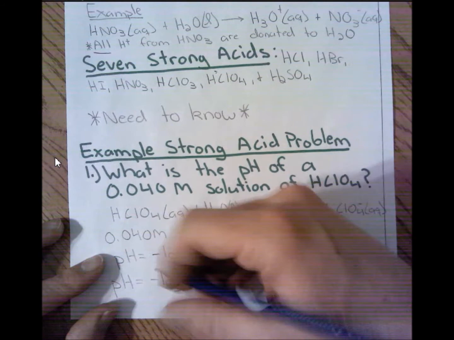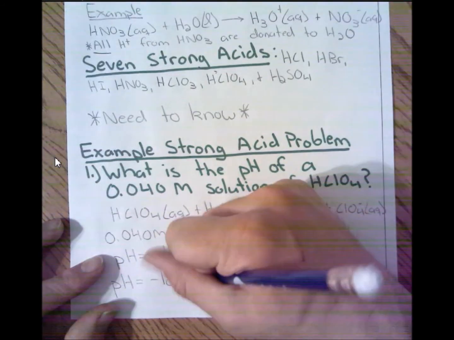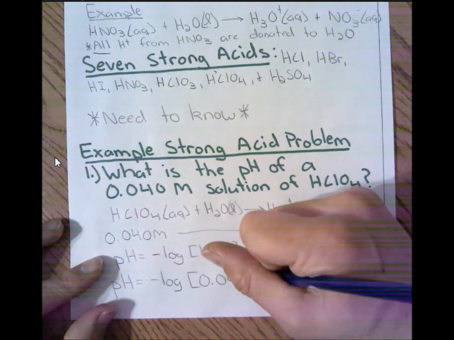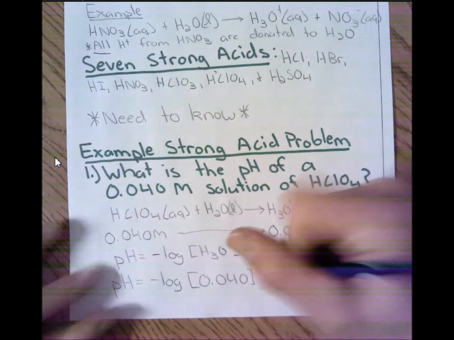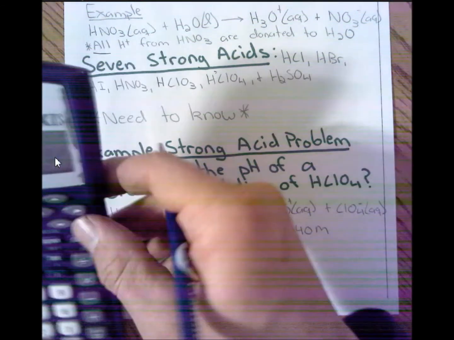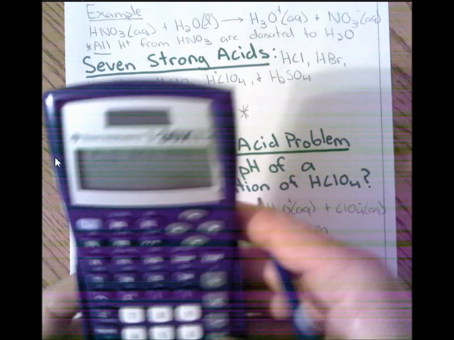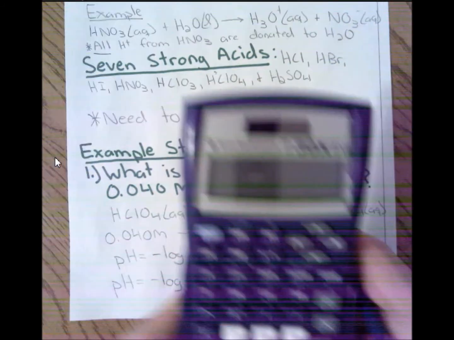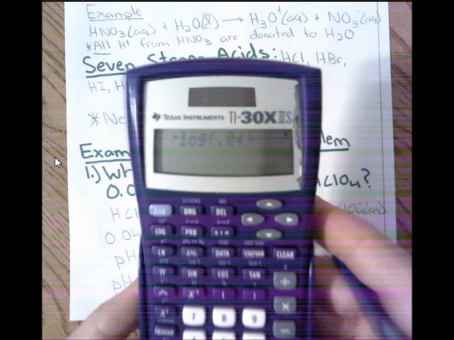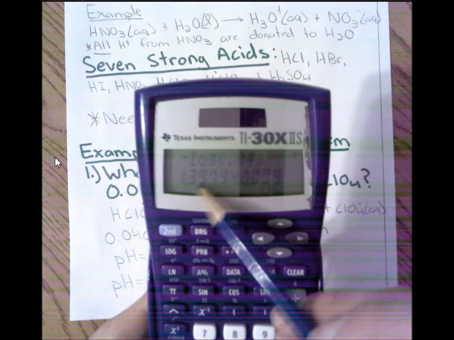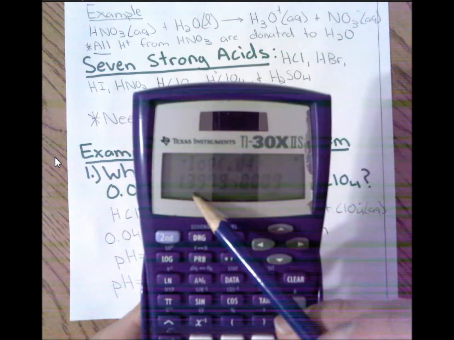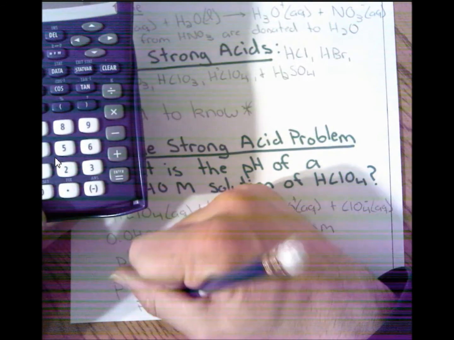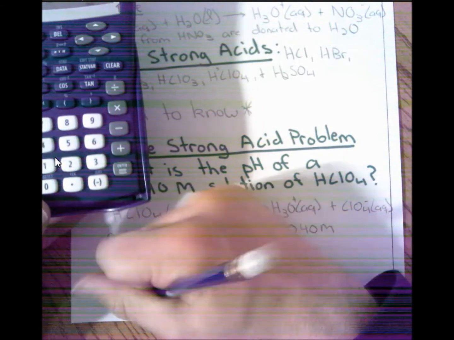So if we do this, we plug this into our calculator. We say we need the negative log of 0.04. We get this, and I'm going to round to 1 decimal there. We get a pH of 1.4. Now, this pH is way less than 7. It is a strong acid, so it makes sense that it's a really low pH.